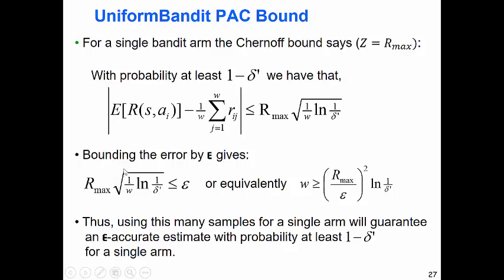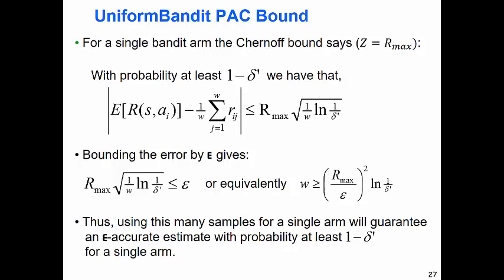This is all we have, so we can bound the error by epsilon. If we set this equal to epsilon, we say that if W is greater than this amount, then we're going to guarantee with 1 minus delta prime probability that our average is within epsilon of the expected value. So this gives you a bound on how much you need to pull a single arm to get a PAC guarantee for a single arm. Okay? Is that fine?